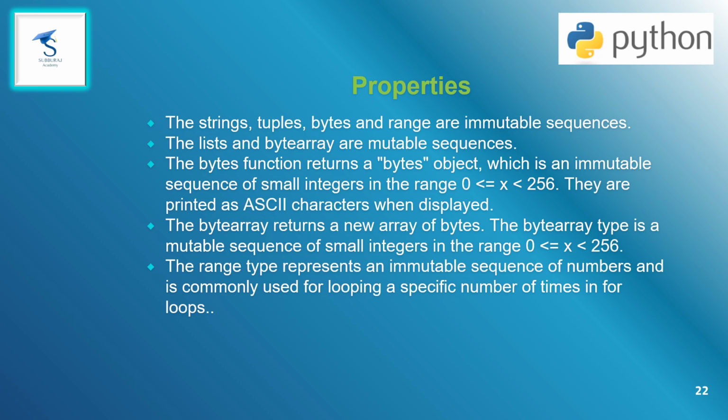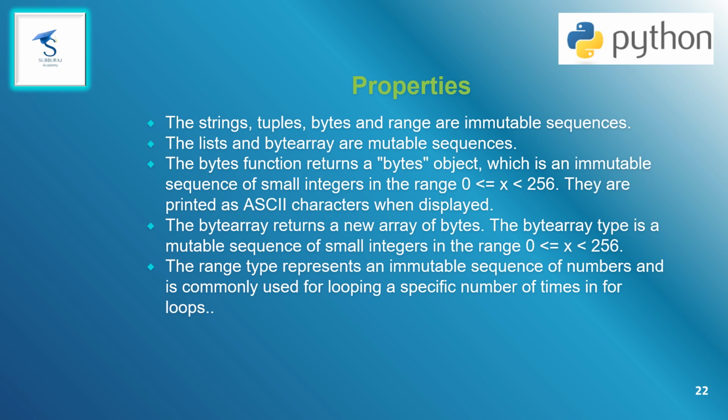The bytes function returns a bytes object. Byte means an 8-bit binary number, which is an immutable sequence of small integers that range from 0 to 256. The bytes function returns a bytes object, which is a sequence and immutable, meaning you cannot change it. The range is from 0 to 256. On both sides, 0 is included and 256 is not included. They are printed as ASCII characters when displayed.